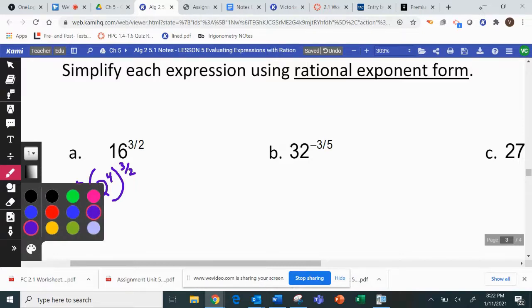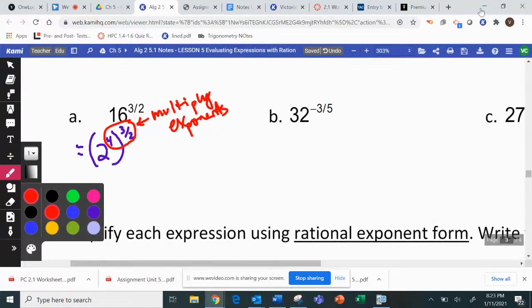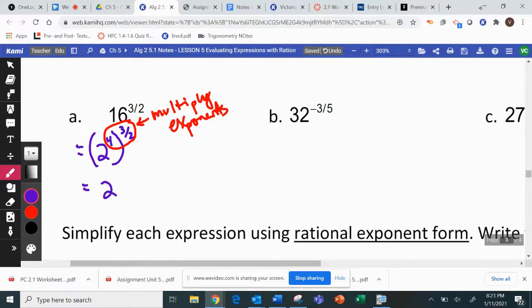Then we're going to use our power of a power property that says if I'm doing the power, I'm going to multiply the exponents. So I'm going to get 2, and to multiply these, I might want to put that 4 over 1. I'm going to multiply straight across, and I get 12 over 2. Well, 12 over 2 reduces, and I get 2 to the 6. So 2 to the 6th power is 64.